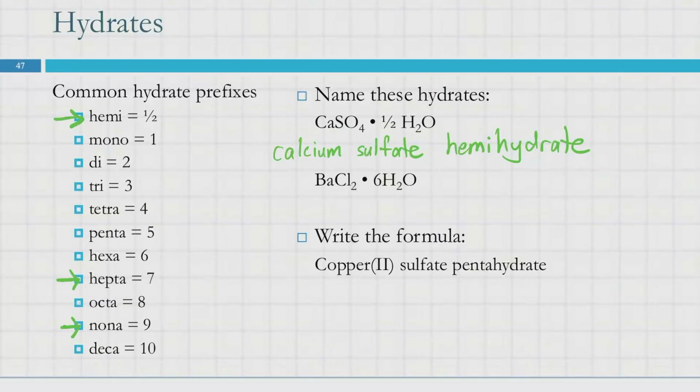For our next hydrate, we've got BaCl2. What is Ba? Ba is barium. Barium also always has the same charge, so we just write barium. Cl is chlorine. So we write the base, chlor, change the ending to ide. And for the hydrate part, we've got 6. 6 is hexa because hexa also has X in it like 6 does. So this is barium chloride hexahydrate.